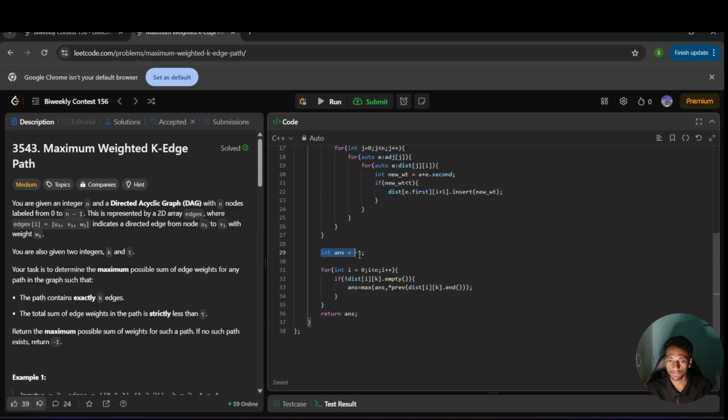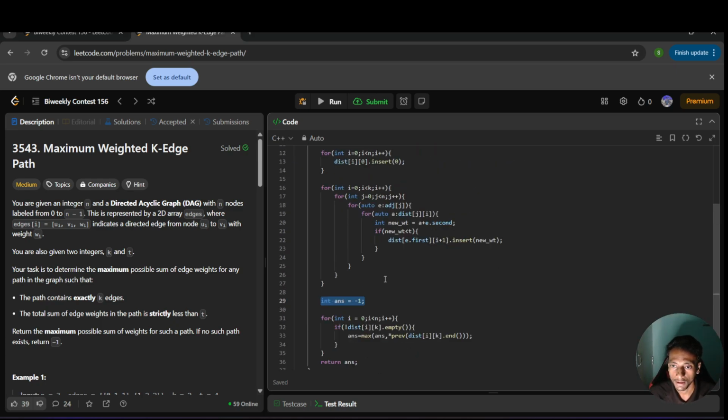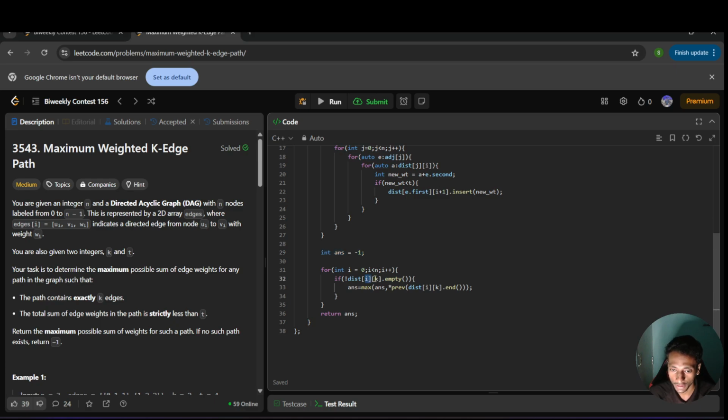Now initially our answer will be -1. This is the default answer. So for each destination node, I have to check whether there is any valid path or not to reach this particular node by using k number of edges. So how can you get this? I will get it from this distance vector, where first will be the destination node, the current node, and k is the number of edges I have used. So I am iterating from i equal to 0 to i less than n, because each can be the destination node, because it can start from anywhere and end anywhere. So that's why I have to check all the destinations.